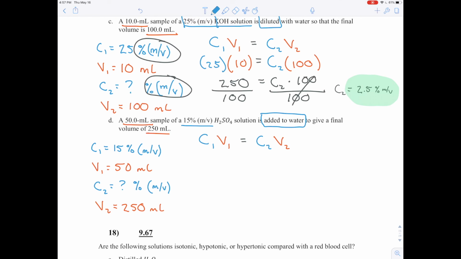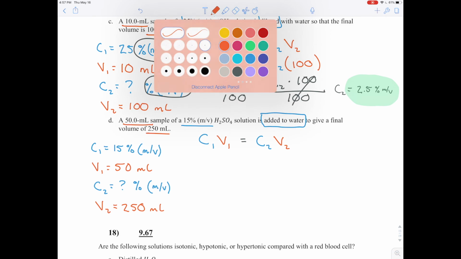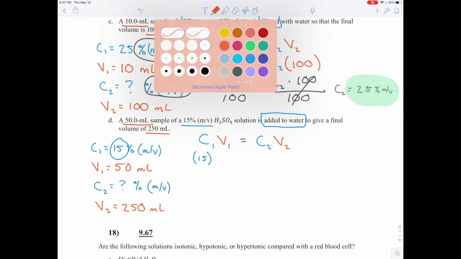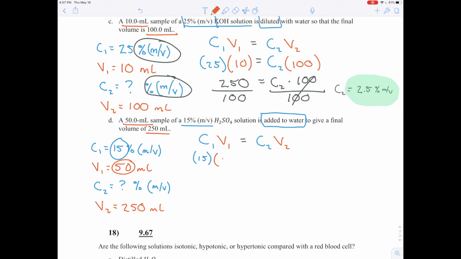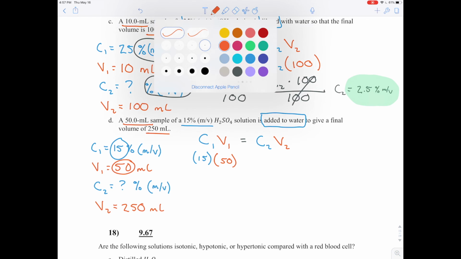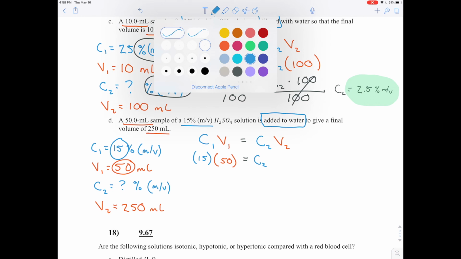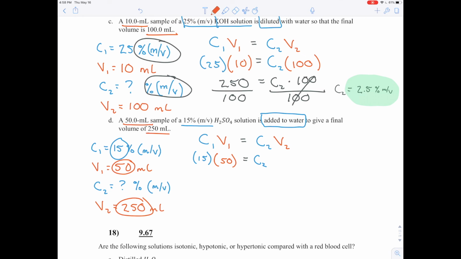All right, before we plug this into the equation, we want to make sure the units match, percent mass volume and percent mass volume. That's good. Milliliters and milliliters, that's good. So we can plug it in. Instead of C1, we can write 15. Instead of V1, we can write 50. We have the equal sign. C2 is what we're solving for, so we'll keep that as a variable. And then V2, we could plug in 250.